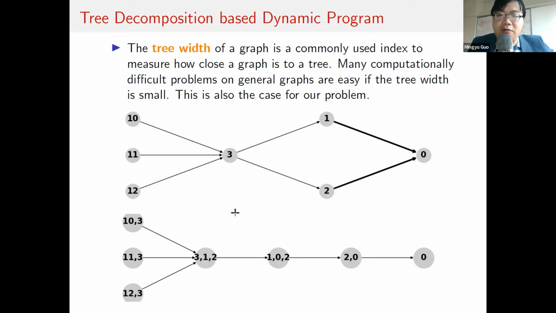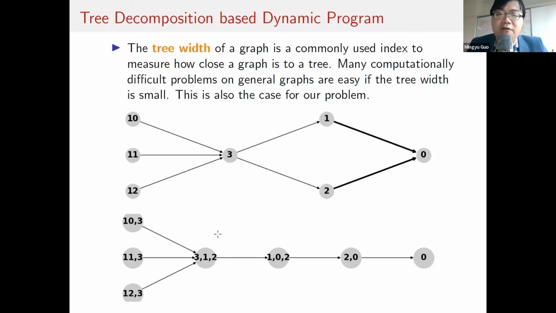Another requirement is that for every edge, for example 1 and 0, both ends need to appear somewhere in one bag at the same time. So 1 and 0 need to appear in the same bag. That's the definition of tree decomposition. Now that's a fairly complex definition, but the high level idea is essentially, why do we care about this tree decomposition? What's the whole point?